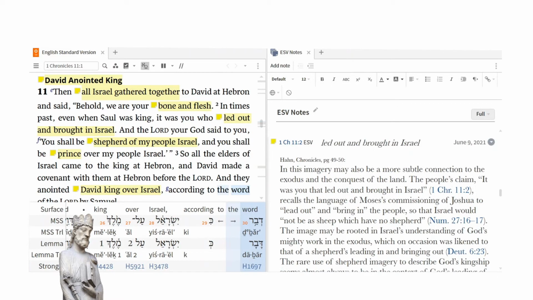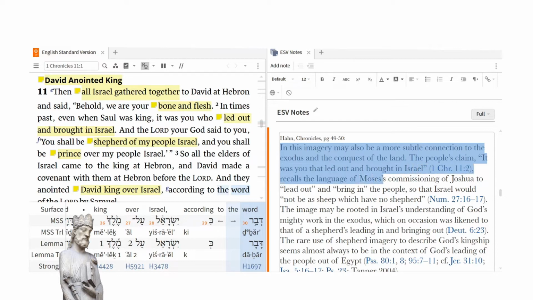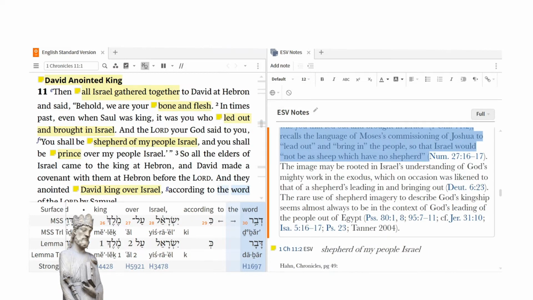But here in this language of leading out and bringing in, there's actually a surprising amount here. So Hahn in his commentary notes, in this imagery may also be a more subtle connection to the Exodus and to the conquest of the land. The people's claim it was you that led out and brought in Israel recalls language of Moses' commissioning of Joshua to lead out and bring in the people, so that Israel would not be as sheep which have no shepherd. Numbers 27:16-17.